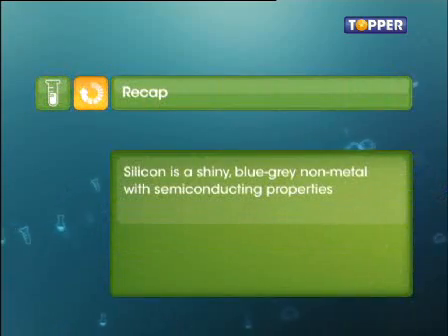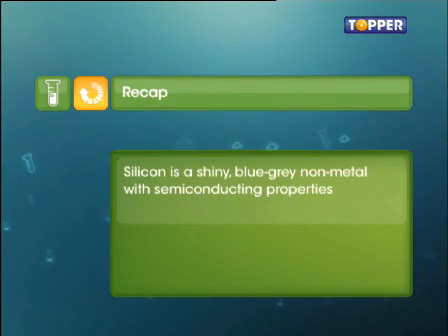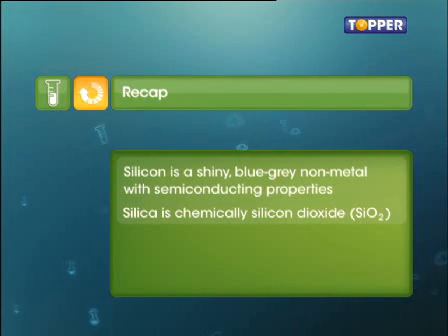Welcome back. I am Deobrato and today we are trying to explore the silicon world. Before moving over to exam decoded, let's do a quick recap. In this episode, we learned that silicon is a shiny blue-gray non-metal with semiconducting properties. Today, we also studied the various compounds of silicon, including silica.